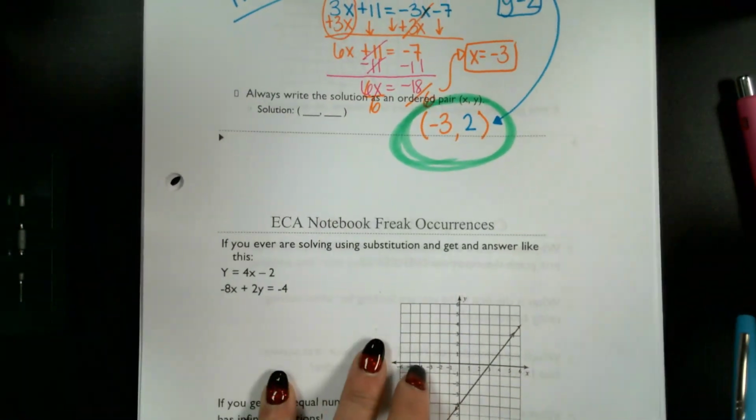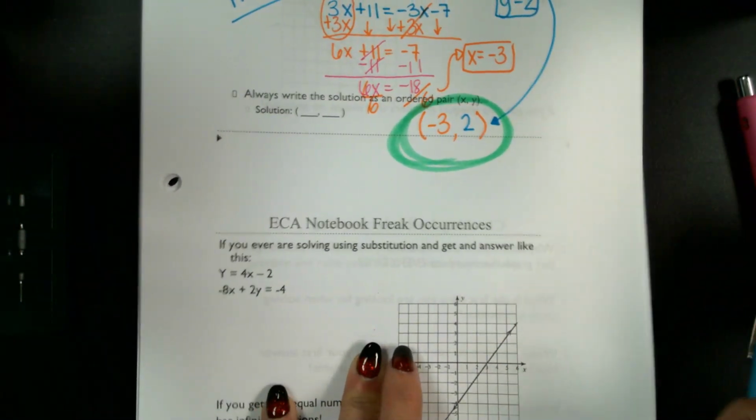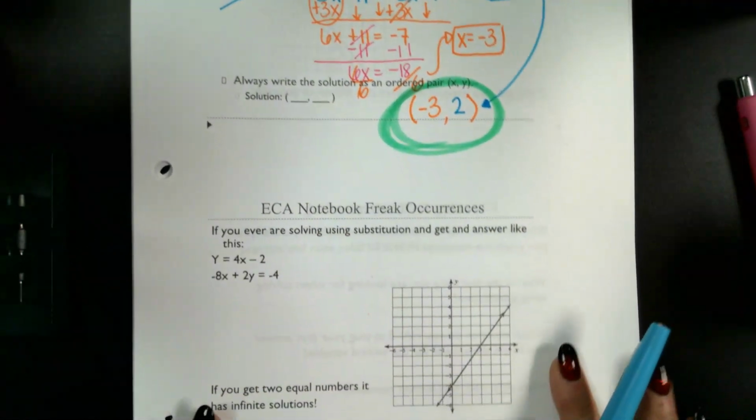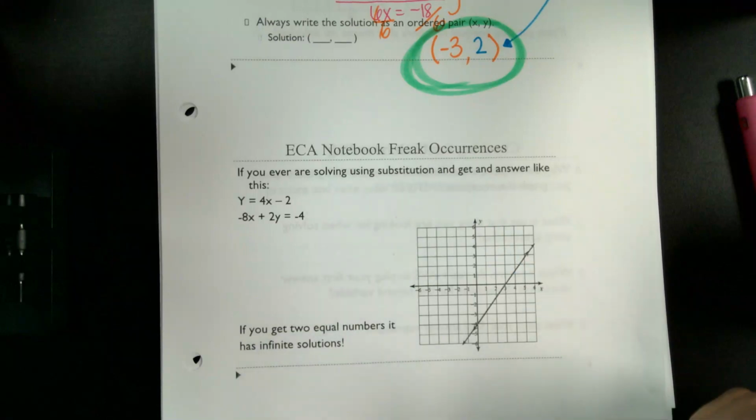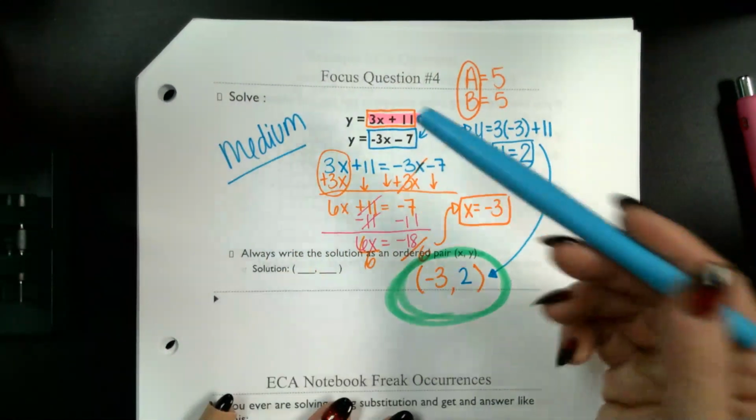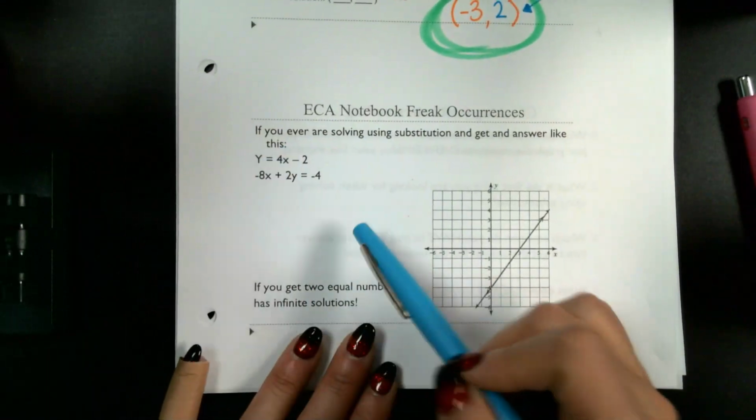Okay, so down here at the bottom, these are going to be, well, they put freak occurrences, but it's more just like, these don't happen as often. Normally when you guys are solving systems, you are going to get an x and a y. But I want you guys to see what happens down here.